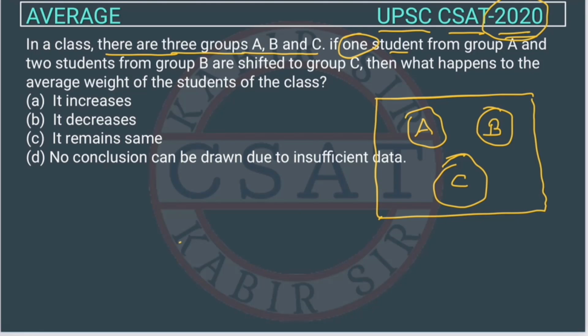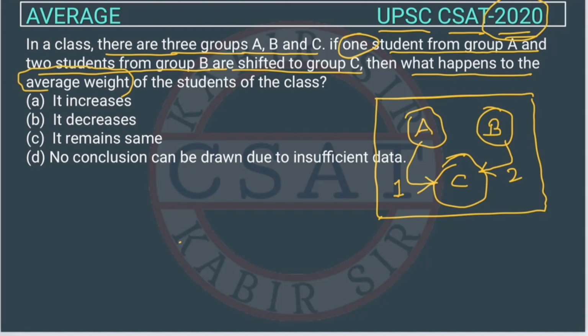If one student from group A and two students from group B are shifted to group C, so one student from group A is shifted to group C, and two students from group B are shifted to group C, then what happens to the average weight? We have to calculate the average weight of the students of the class.